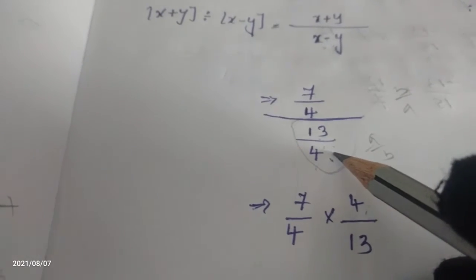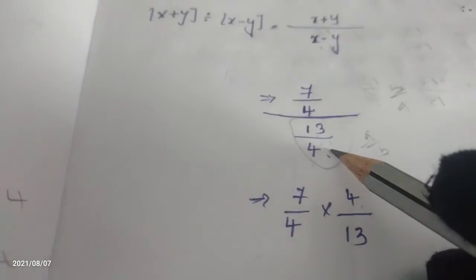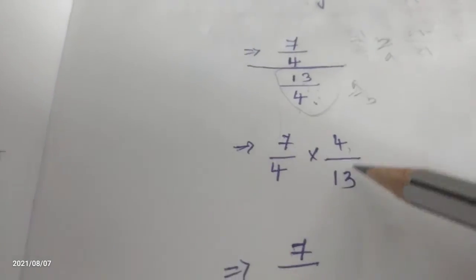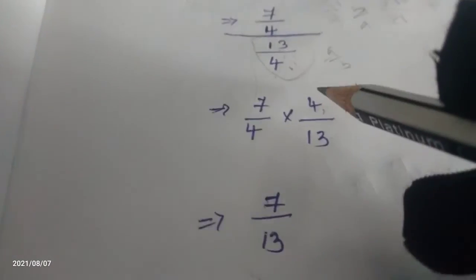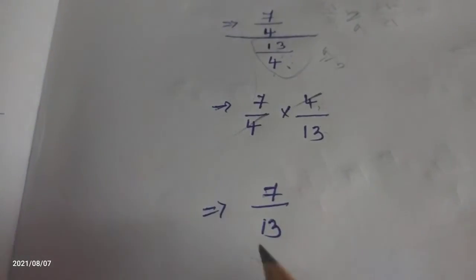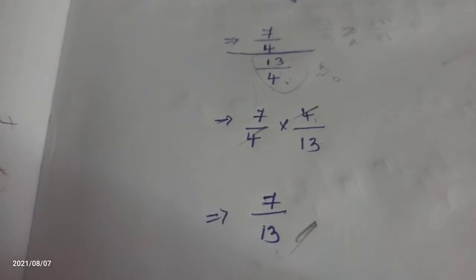Okay, can you understand this step? We just have to do this: where we put it, it becomes the reverse. 13 by 4 becomes 4 by 13. After that, the 4 gets cancelled. What is our answer? 7 by 13. This is our answer. Hope you understand the process.